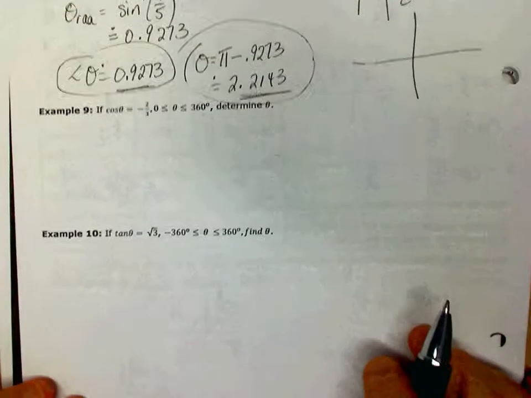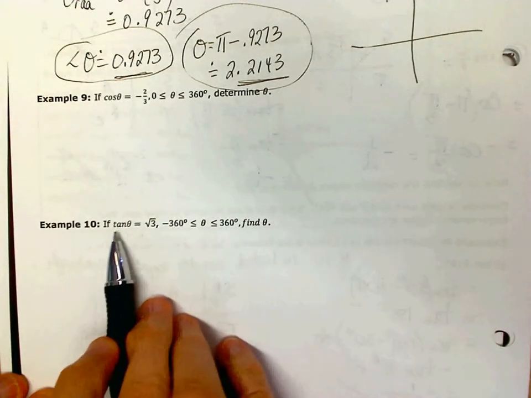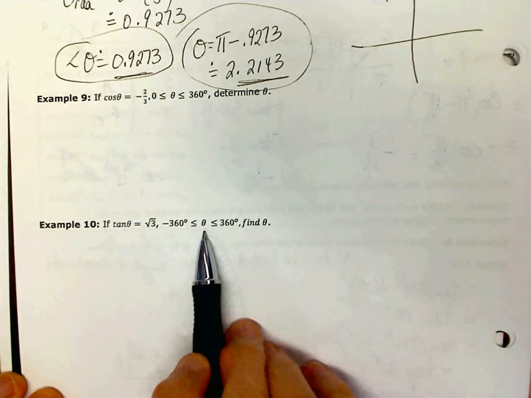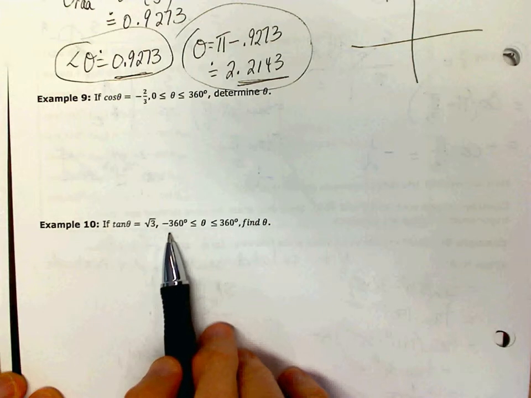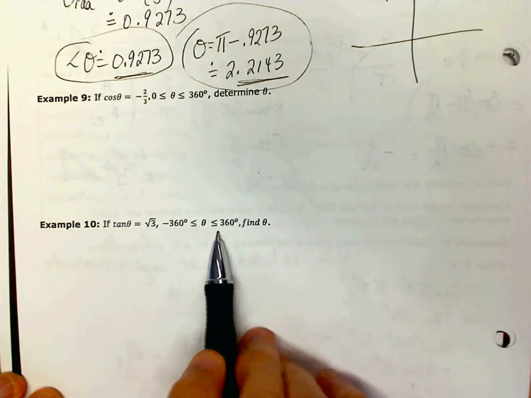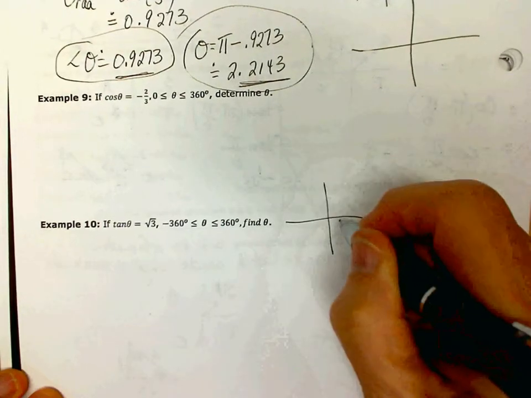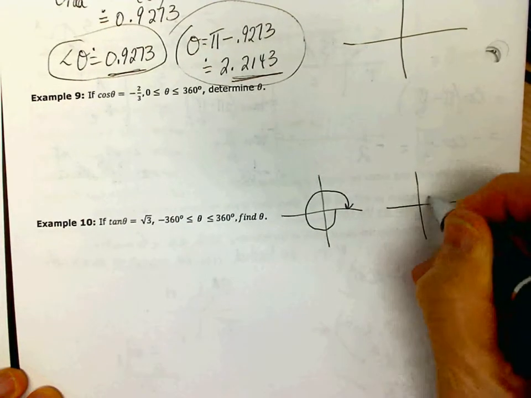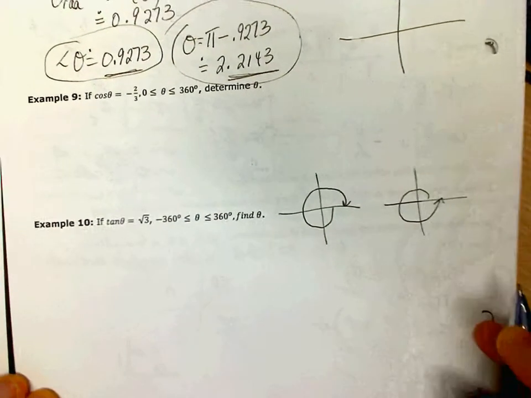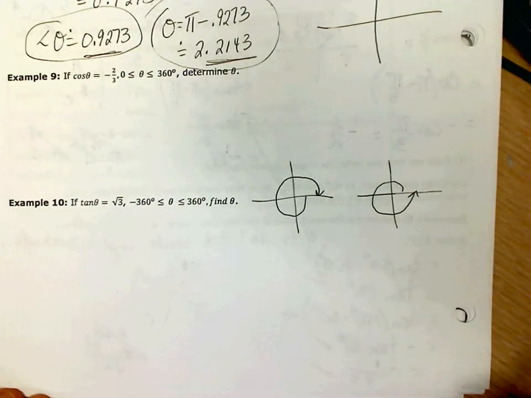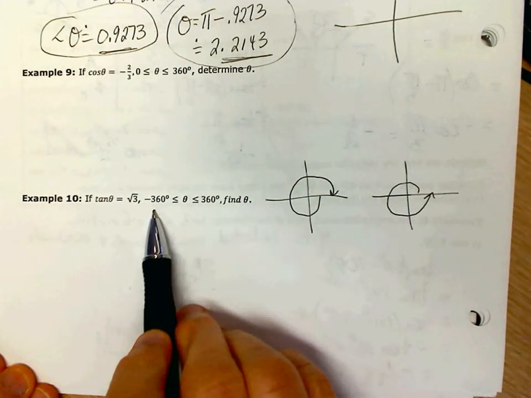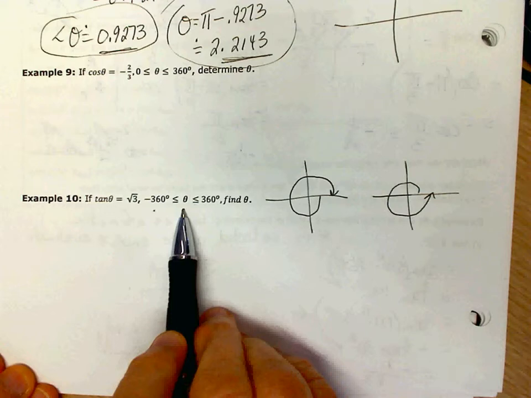Notice this. If tan theta equals root 3, oh my, they want all the answers between negative 360 and positive 360. So they want all the answers going this way, as well as all the answers going this way. How many answers are we going to have? 4 answers, exactly. Because we're going from negative 360 up to 0, and then from 0 to 360.